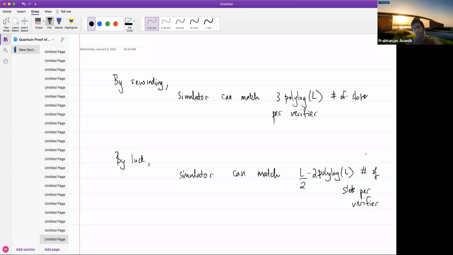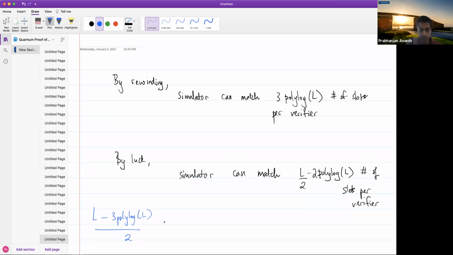Right. And when I say by luck, I just mean that, with probability half, the simulator is going to succeed, right? So the expected number of slots it can satisfy is going to be something like L over 2, right? And rather, it's going to be L minus 3 polylog L over 2, right? Because 3 polylog L, it has already tried to match.